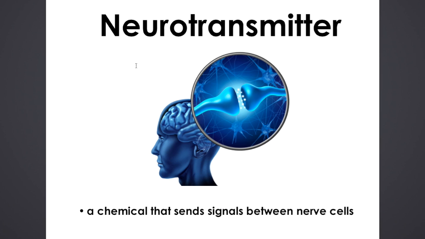The next word is neurotransmitter. Repeat after me, neurotransmitter. A neurotransmitter is a chemical that sends signals between nerve cells. So if these are the nerve cells, the neurotransmitters are the chemicals that help send the signal.